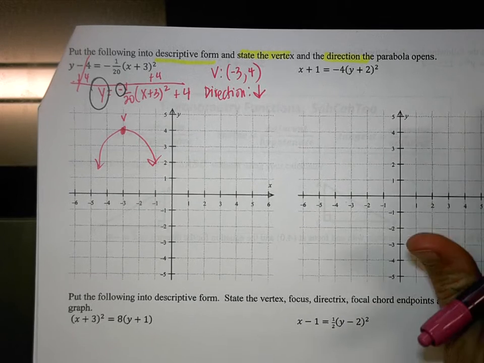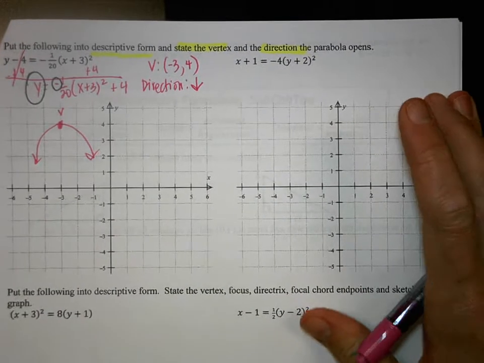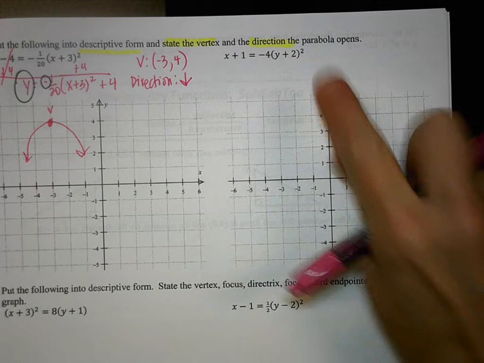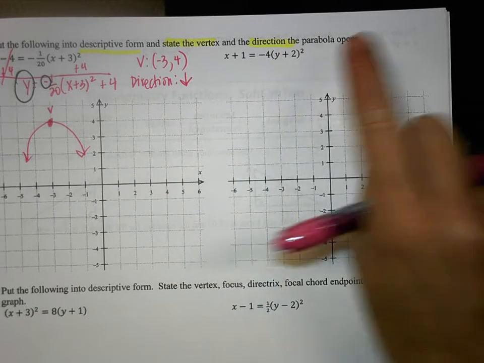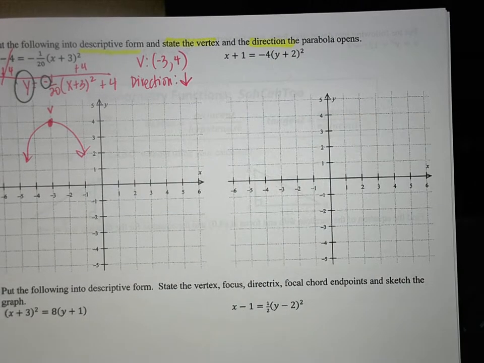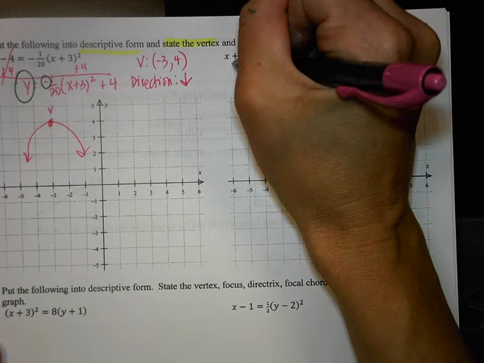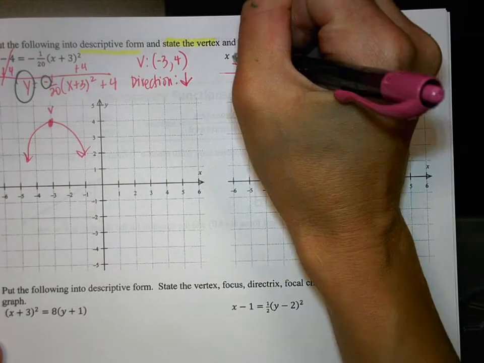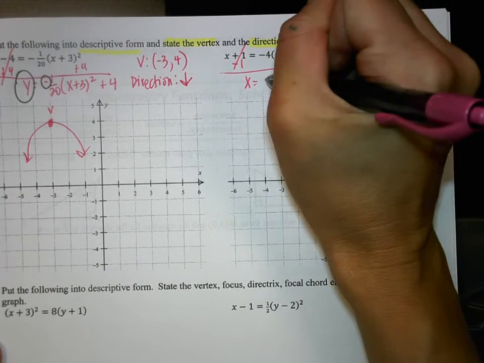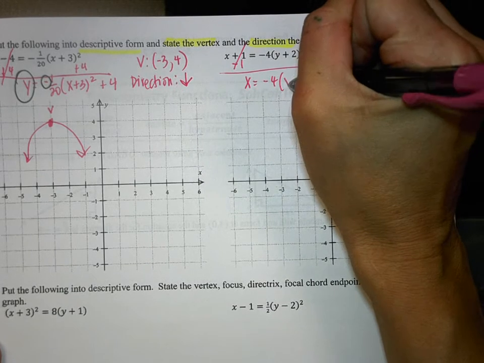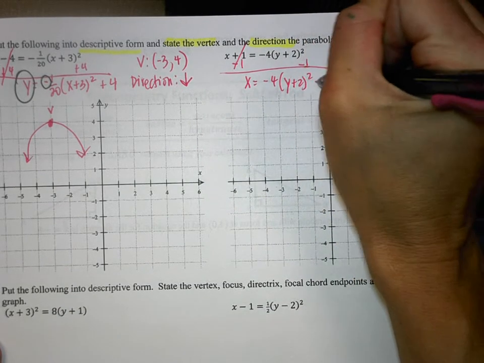Is the next one in descriptive form? No. Okay, this time y is being squared. And so we want to get the x by itself, and I will do that by, good, subtracting 1 from both sides. We get x equals negative 4, (y plus 2) squared, minus 1.